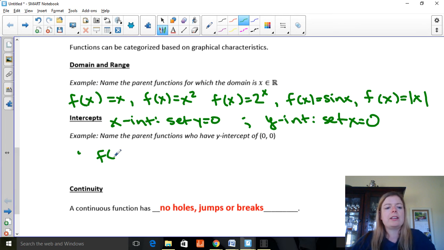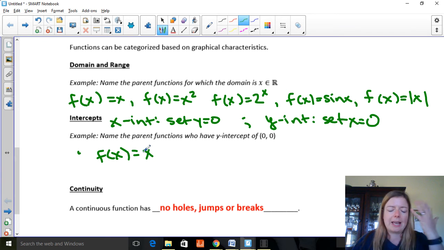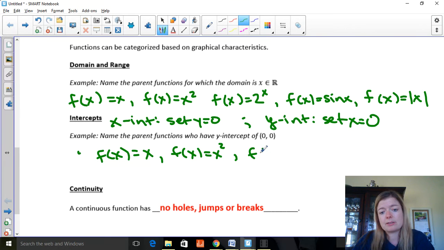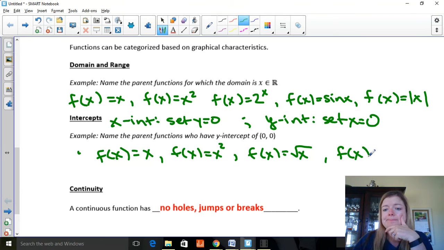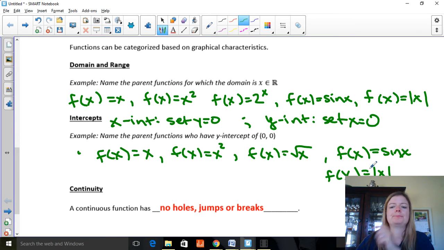So I just go through them in order in my head and say, are they good or not? So yes, linear. Yes, quadratic. Yes, square root. No reciprocal, because that's an asymptote. 2 to the x does not, because at 0, 2 to the x is at 1. Sine x, yes. And absolute value, yes. So there we go.